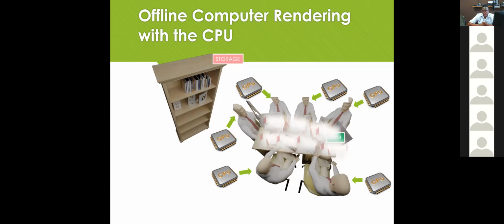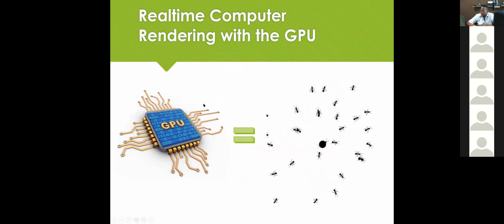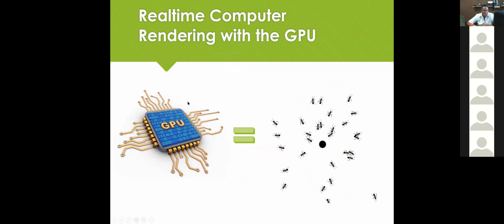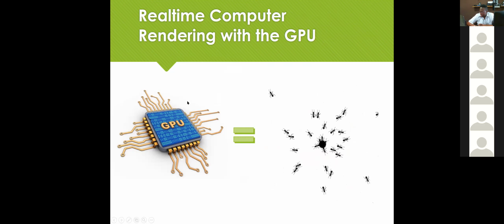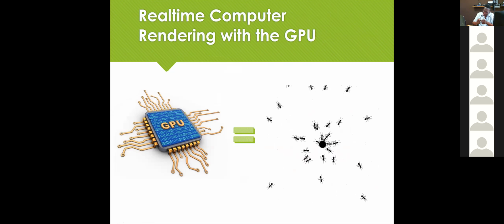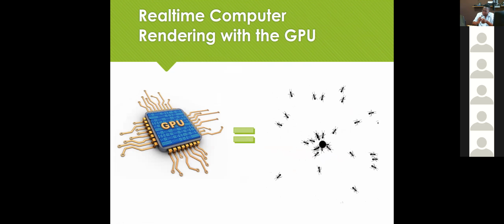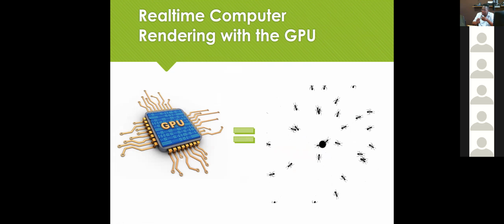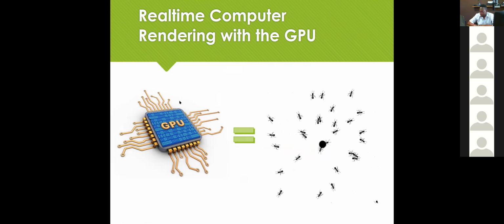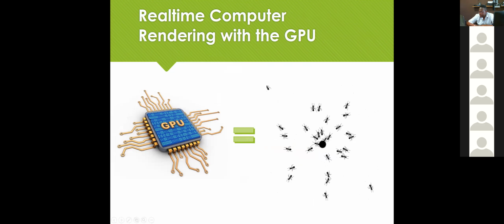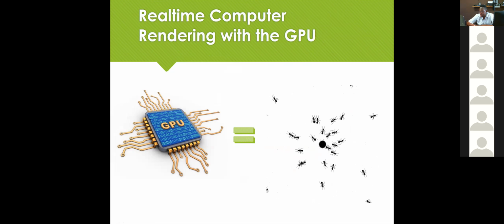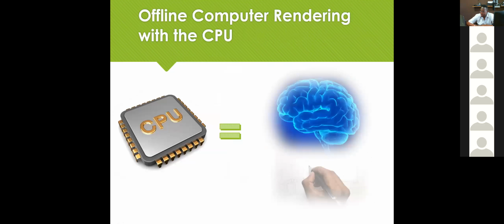Now, what that means for us in computer rendering and our course is that there has been a drift away from offline rendering to what's called real-time rendering. And you might be saying, hold on, what's that on the screen? Is that ants? How does real-time rendering, or your GPU, equal ants? If you look at the analogy with the CPU, which is offline rendering, we can compare it to the brain, right?